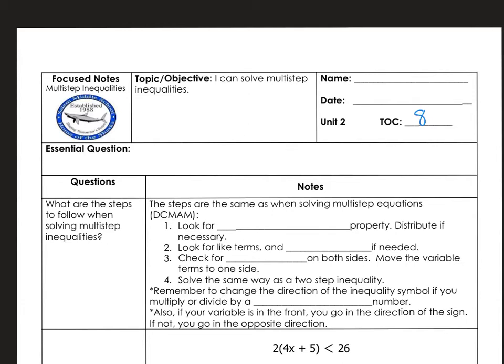So our essential question is, how do I solve multi-step inequalities? All right, so what are the steps to follow when solving multi-step inequalities? Believe it or not, they're going to be very similar to multi-step equations, just dealing with a different symbol.